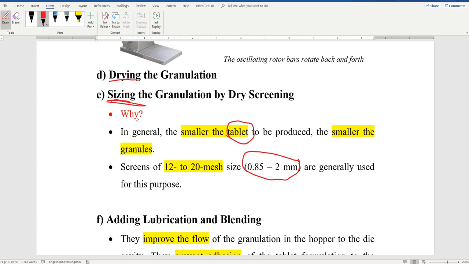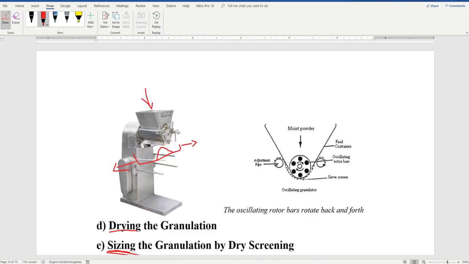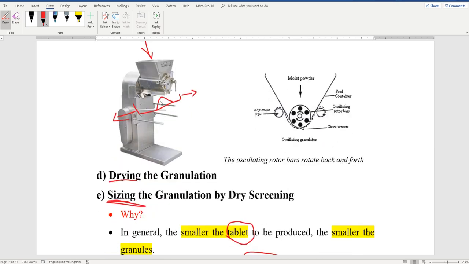Why do we need to size the granules? We already did that before we dried the granules, right? After we get the wet granules, how do we get them? By sieving them. Now why do you need to do sizing again? The granules that you get as wet here may stick to each other. Some of them might shrink. So there will be different sizes of granules. That's why you need to control the sizes.